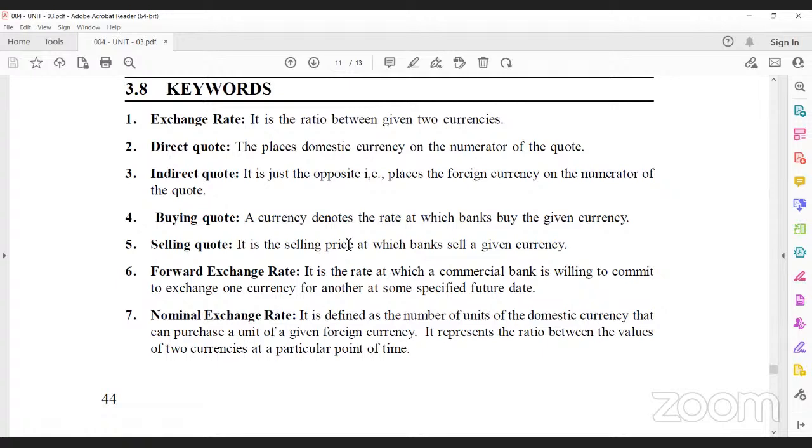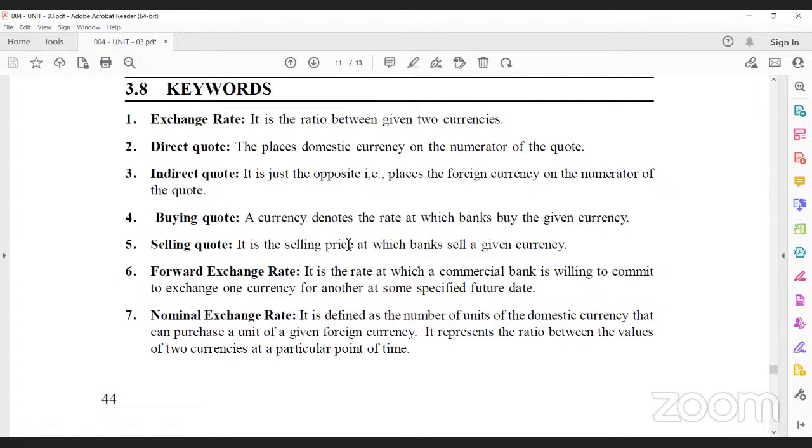Buying quote. A quote which denotes the rate at which banks buy the given currency. It is a quote which is used while we transact with banks, and the rate at which banks buy the given currency is called buying quote. Whereas selling quote is the price at which banks sell the given currency. Whatever currencies the bank is holding, the rate at which they would sell it is referred to as selling quote.